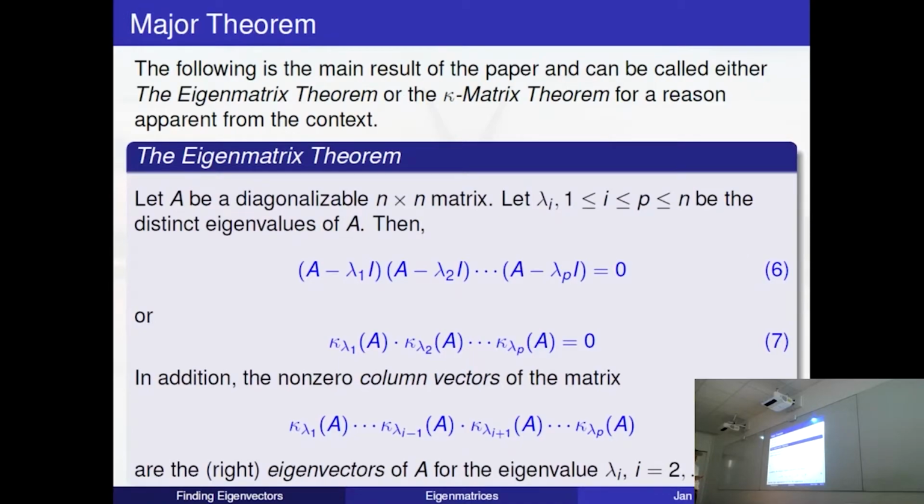And then we have what we call the eigenmatrix theorem. So this is a generalization of the result. What it says: let A be a diagonalizable n by n matrix, and let's pick the distinct eigenvalues, lambda 1 through lambda p. If the matrix is diagonalizable and these are the distinct eigenvalues, then if you multiply them through for the distinct eigenvalues, you get a 0.